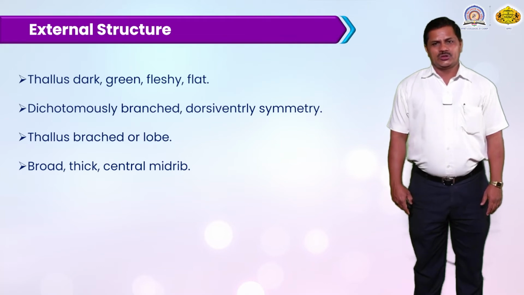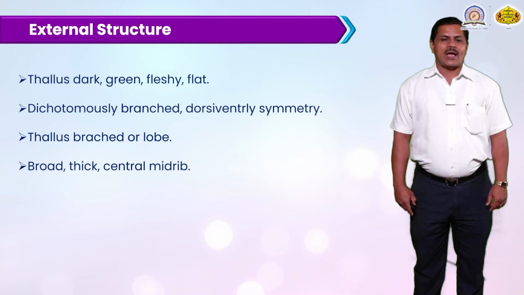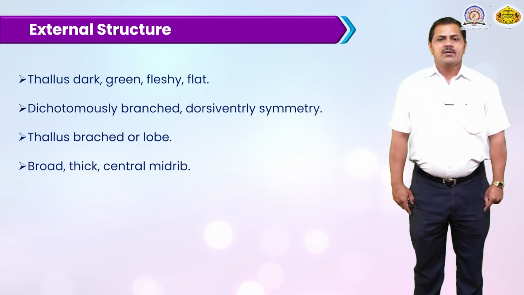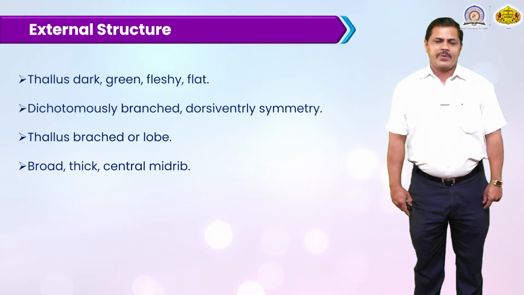Dichotomously branched means each thallus structure develops by 2 branches. Then dorsiventral symmetry: there is a dorsiventral symmetry that appears on this thallus structure. The thallus has branches and lobes. In each thallus there is the formation of branching and also the formation of 2 lobes of each Marchantia species. The thallus structure is very broad, very thick.